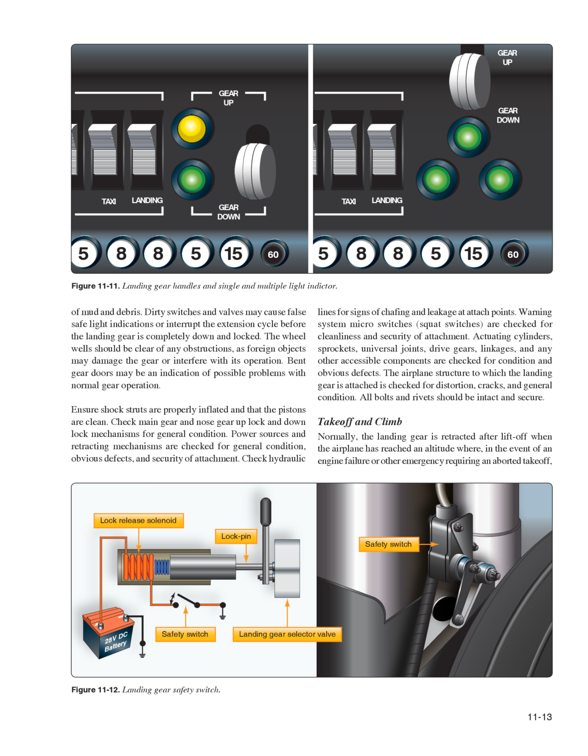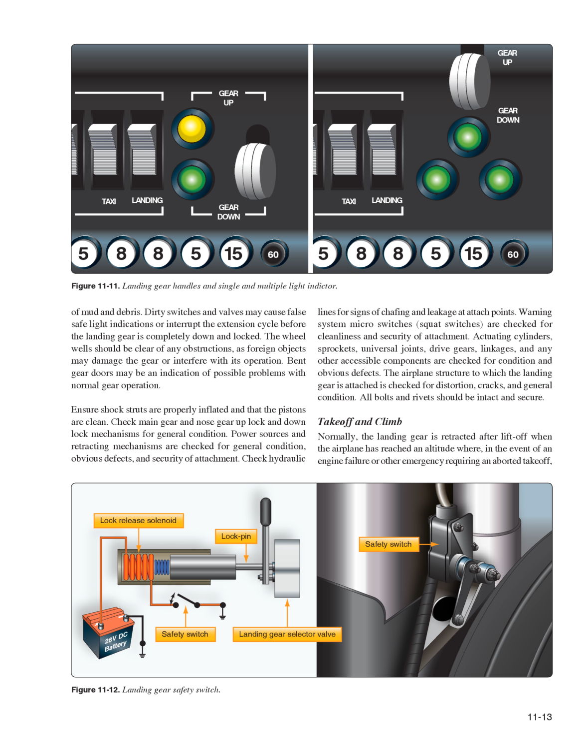Bent gear doors may be an indication of possible problems with normal gear operation. Ensure shock struts are properly inflated and that the pistons are clean. Check main gear and nose gear up-lock and down-lock mechanisms for general condition. Power sources and retracting mechanisms are checked for general condition, obvious defects, and security of attachment. Check hydraulic lines for signs of chafing and leakage at attach points.